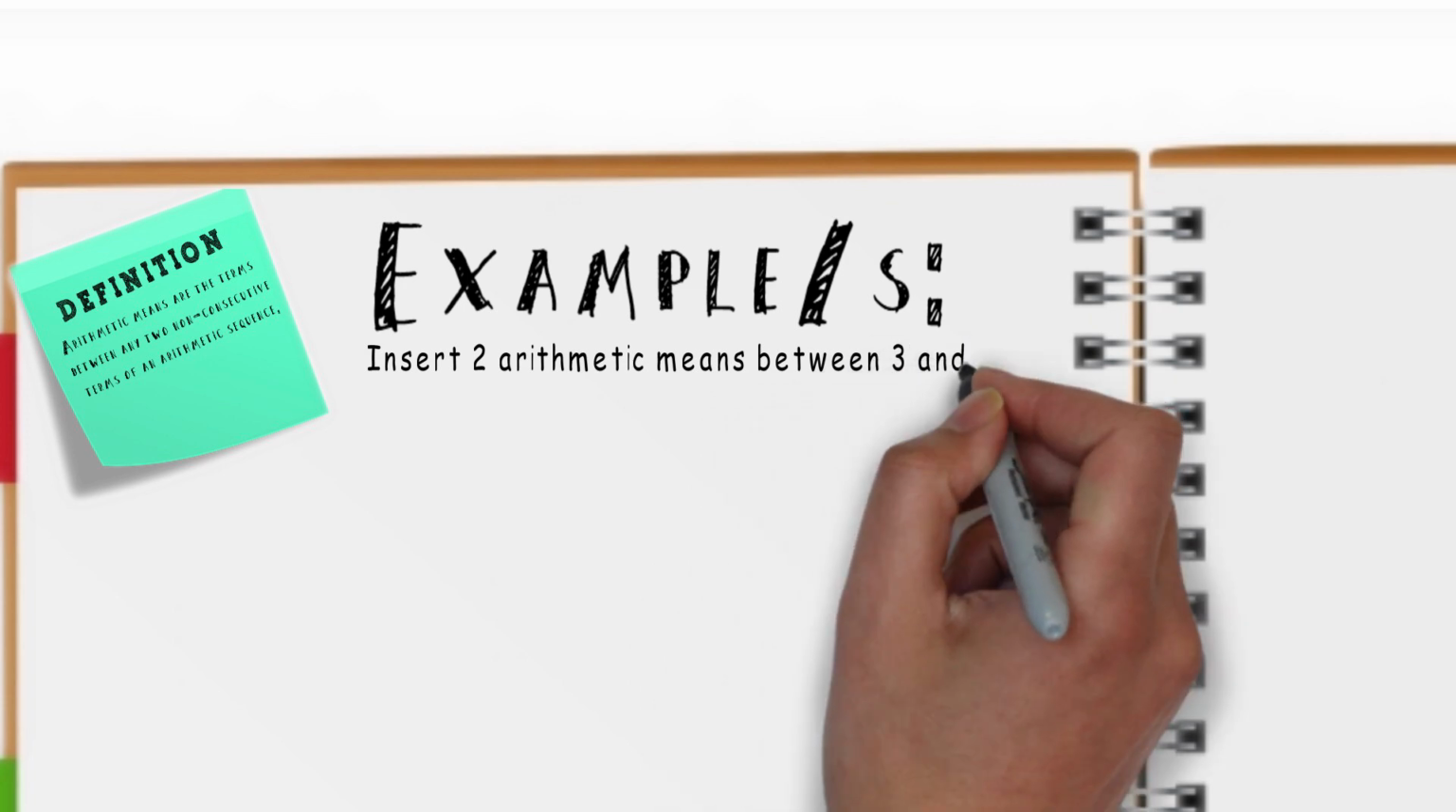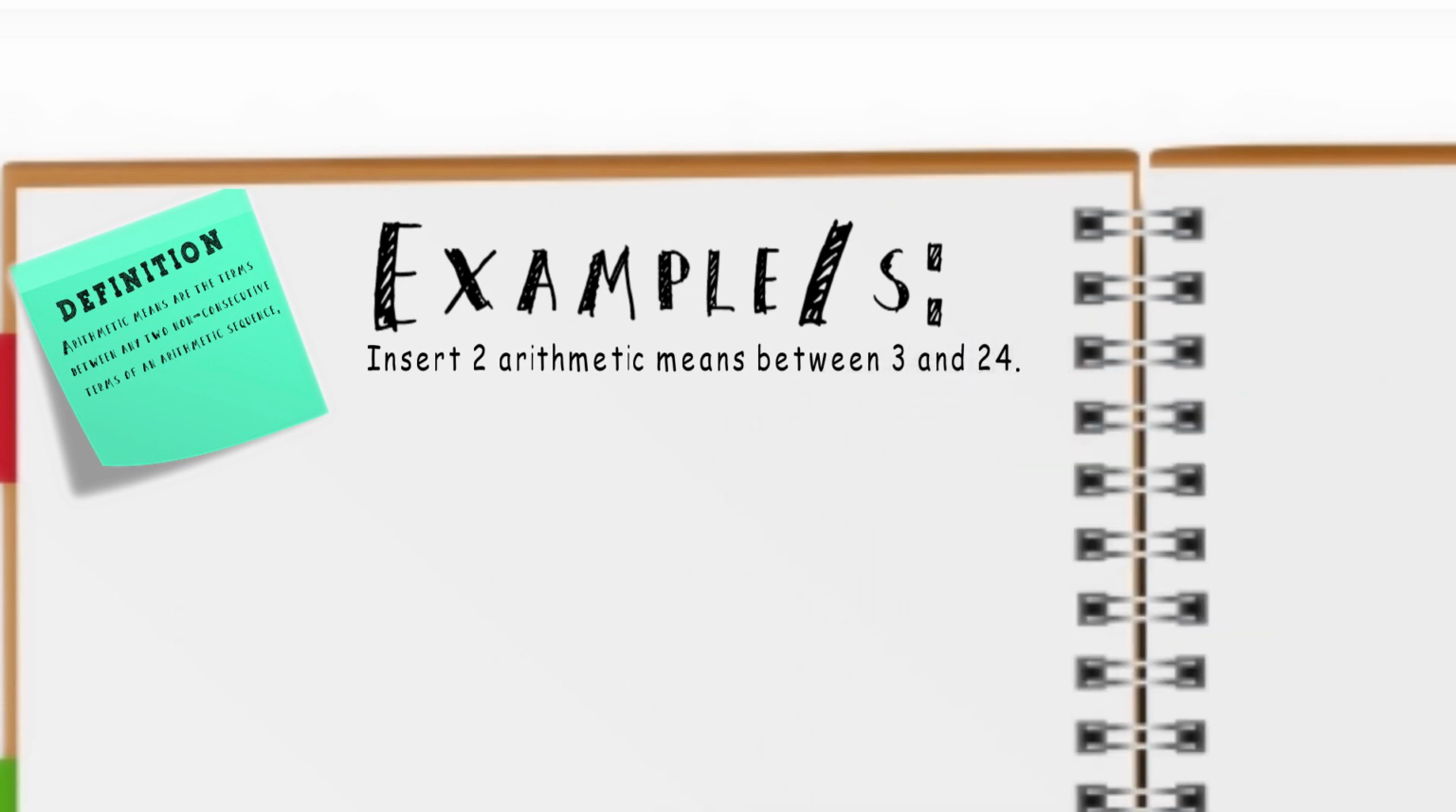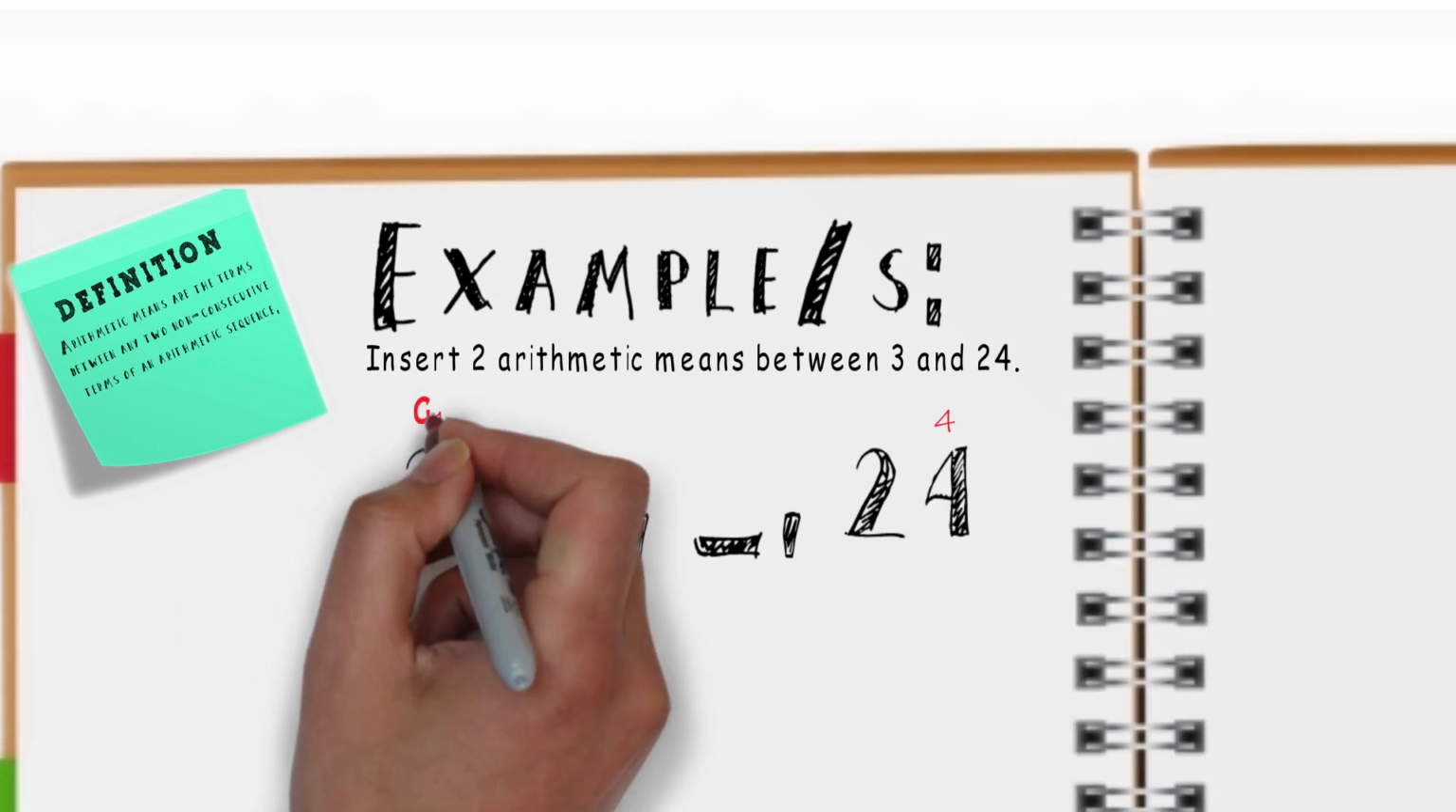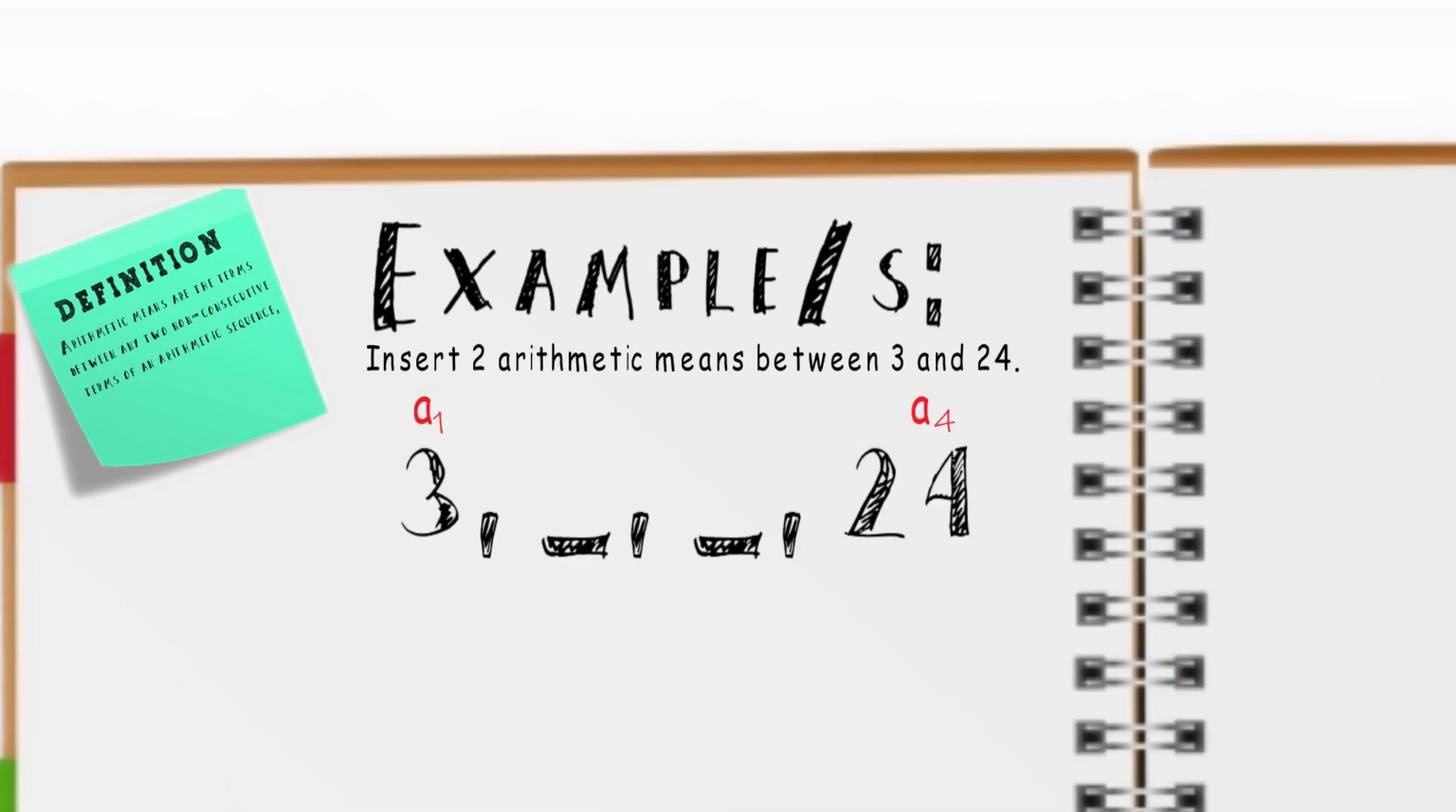Insert two arithmetic means between 3 and 24. So here is now our example. We have 3 as our first term and 24 is our fourth term. And we have the two missing terms, the second term and the third term.